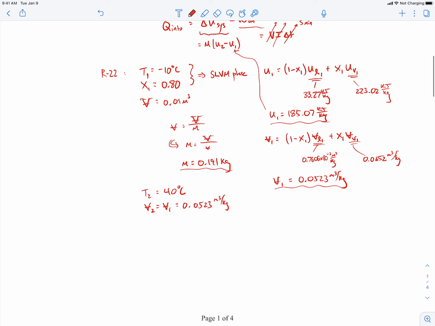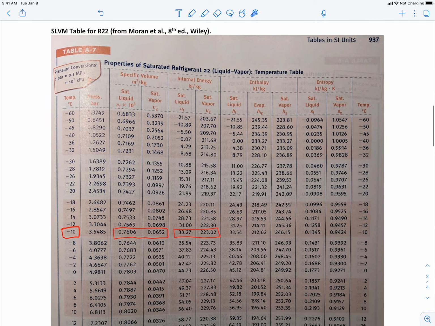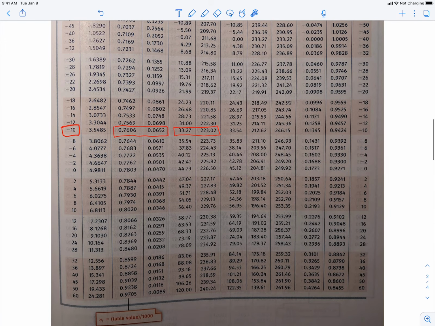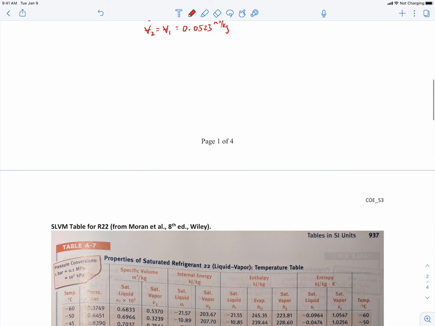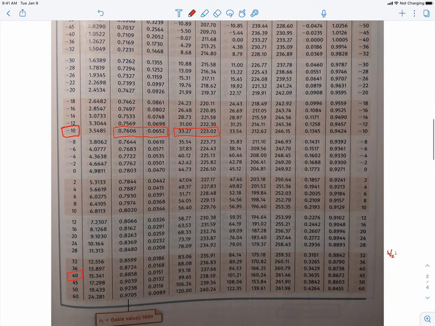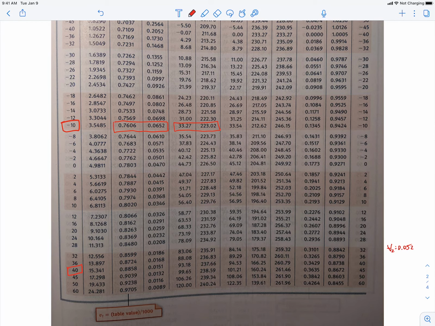So now I have that second piece of information, and I can go back to the tables and see what kind of phase we're in and find the other properties. So let's see, 40 degrees C, 0.0523. Let's go down to this table, again organized based on temperature. We're at 40 degrees C. And remember, our specific volume at state 2 was 0.0523.